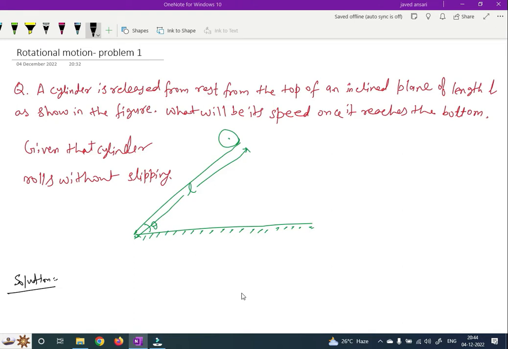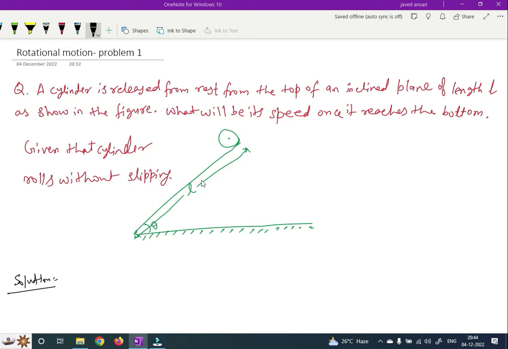Here is the problem. A cylinder is released from rest from the top of an inclined plane of length L. As shown in the figure, what will be its speed once it reaches the bottom, given that the cylinder rolls without slipping? Okay, very simple problem.